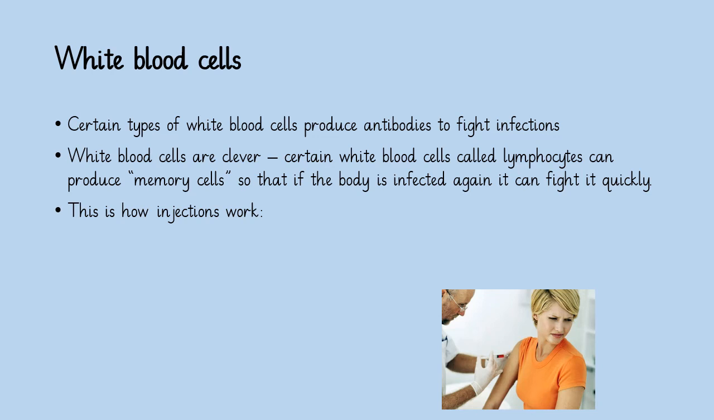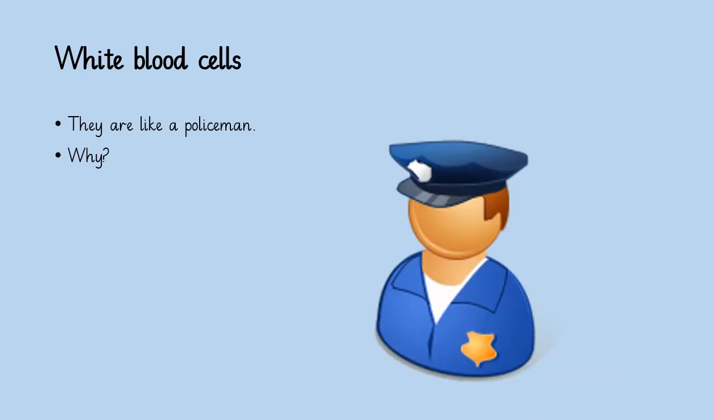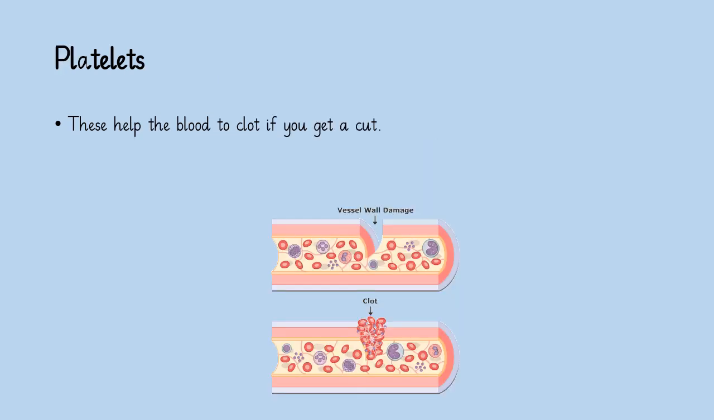White blood cells are clever. Certain white blood cells, called lymphocytes, can produce memory cells, so that if the body is infected again, it can fight it quickly. This is how injections or immunity works. Your body recognizes different infections and different illnesses and can fight them quicker. So your white blood cells are a little bit like a policeman. Why? Because they protect you, they help keep you safe, they fight off unwanted intruders in your body.